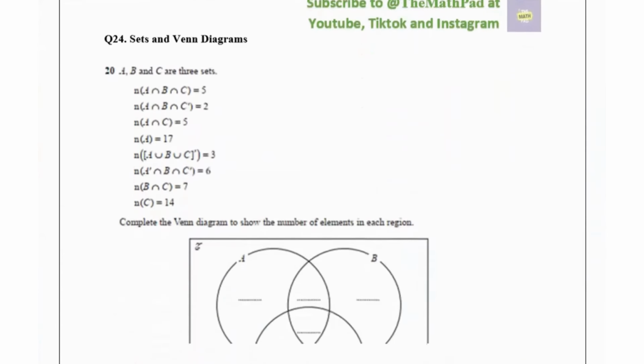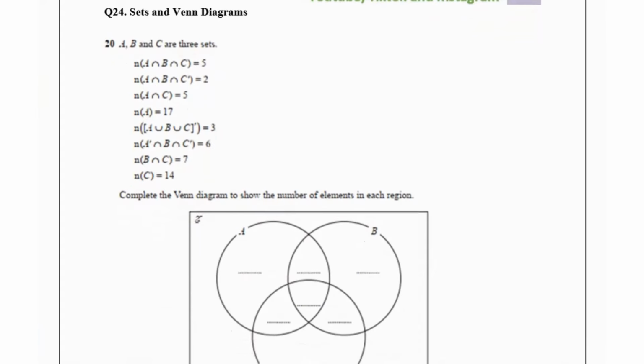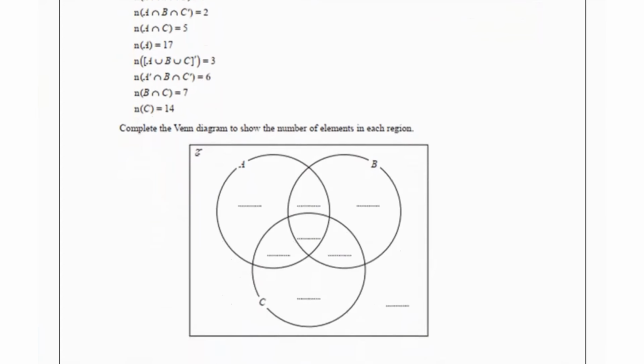Then next is sets and Venn diagrams. A, B, and C are three sets. The number of elements in A intersection B intersection C is 5. The number in A intersection B intersection C complement is 2. The number in A intersection C is 5. The number of elements in A is 17. The number in the complement of A union B union C is 3. The number in A complement intersection B intersection C complement is 6. The number in B intersection C is 7, and the number of elements in C is 14. We have to complete the Venn diagram to show the number of elements in each region.